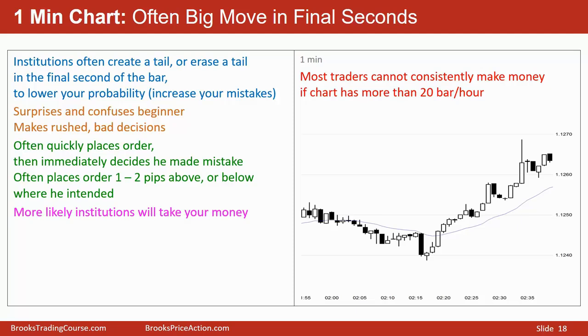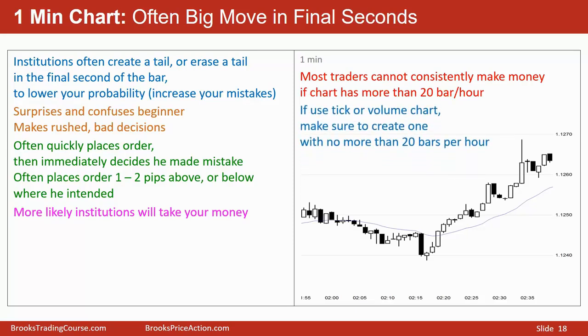In general, you're not going to be making consistent money if you're trading any chart that has more than about 20 bars an hour. In other words, maybe a 3-minute chart. You're probably better off trading a 5-minute chart, 15-minute chart. If you trade some other type of chart, like a tick chart or a volume chart, this trader should not be trading on any chart that has more than 20 bars per hour.